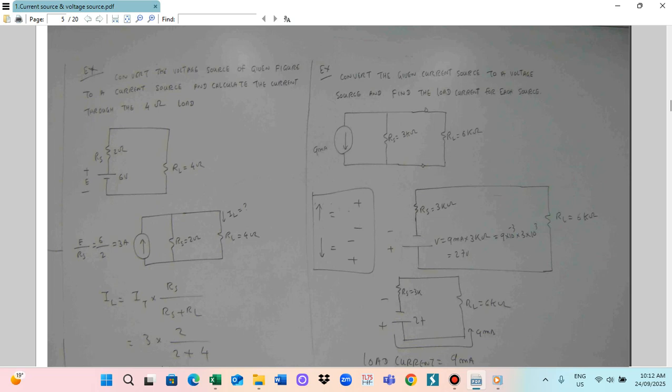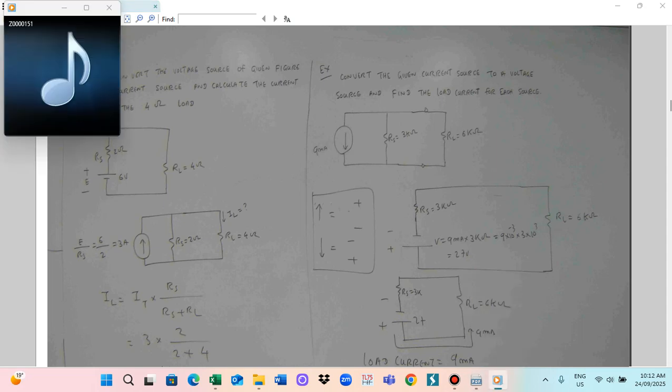In this case, if the current direction is outward, the voltage will be positive at the top and negative at the bottom. When the current direction is downward, the voltage will be negative at the top and positive at the bottom. So this is the voltage and the current direction. By this way you can interchange the polarity of the voltage and the current source.